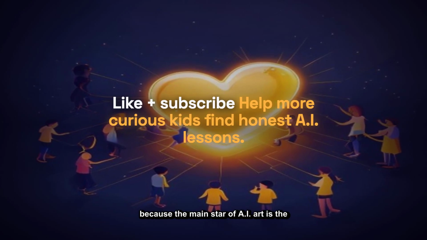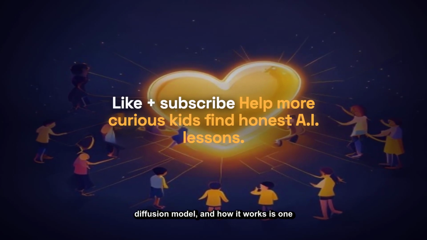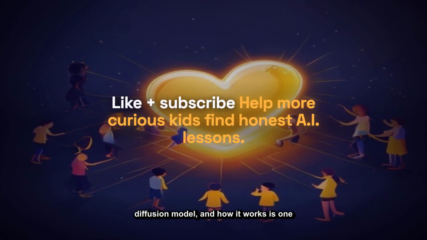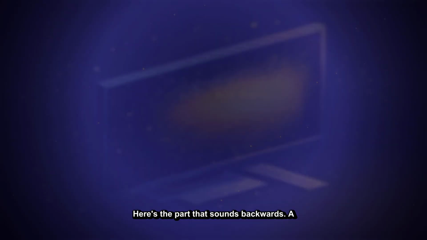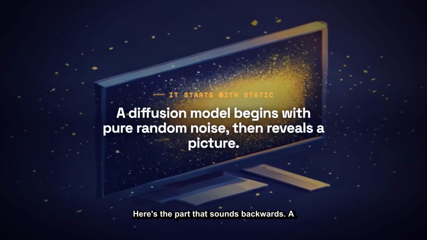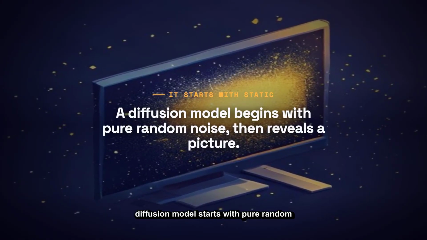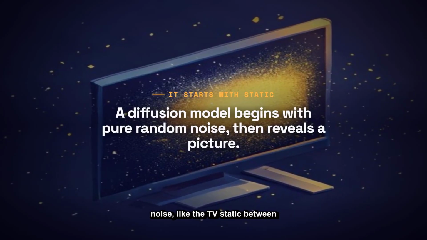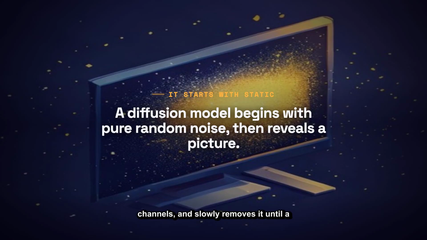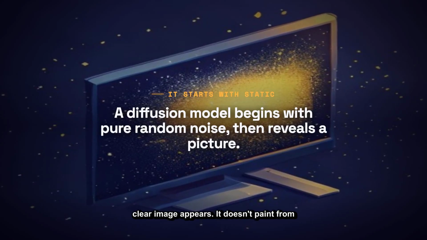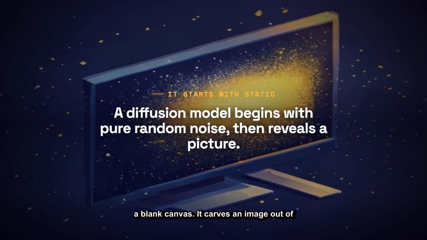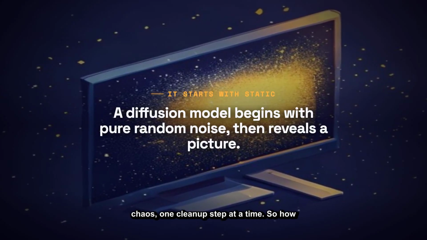Now buckle up, because the main star of AI art is the diffusion model, and how it works is one of the coolest ideas in all of computer science. Here's the part that sounds backwards. A diffusion model starts with pure random noise, like the TV static between channels, and slowly removes it until a clear image appears. It doesn't paint from a blank canvas. It carves an image out of chaos, one cleanup step at a time.